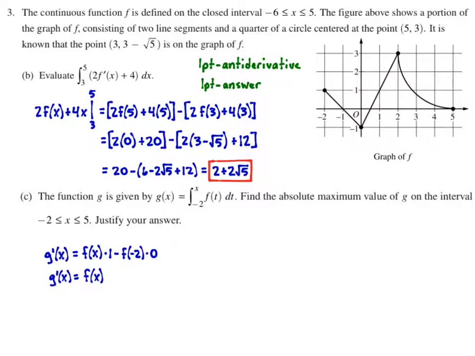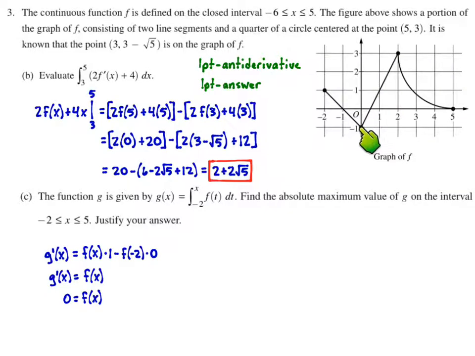From there, we're looking for the absolute maximum. So we have to find all our critical points. So our next step is to set our derivative equal to 0. So we'll say 0 equals g prime of x, or because that's equal to f, we could say 0 equals f of x. And then we can look at our graph, because that's the graph of f. When does that equal 0? Well, that equals 0 at -1, and it equals 0 at 1/2. And the reason we know it's 1/2 is because this line has a slope of 2 over 1.